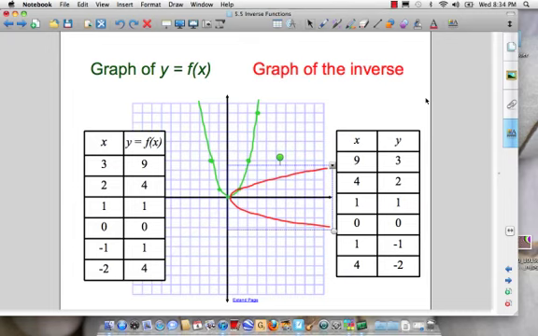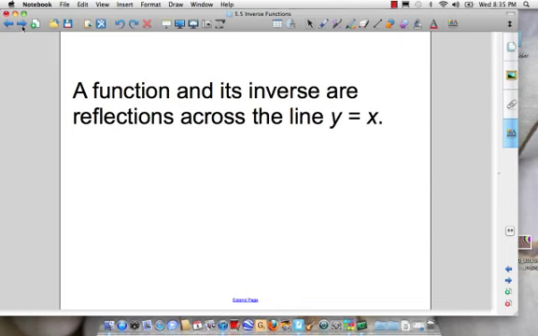And one thing that you're supposed to notice, although it's not necessarily obvious from this example, is that when you look at the graph of a function and the graph of its inverse, they are always going to be reflections across the line y equals x. That's always going to be true. In fact, that result is important enough that I've written it down right here for you. You might want to pause the video and write that statement in your notes. And we'll see more examples later.